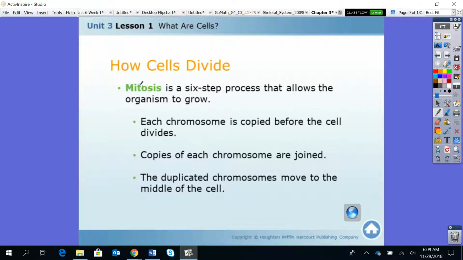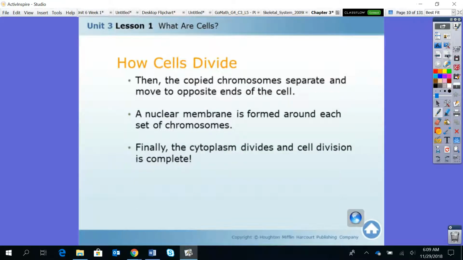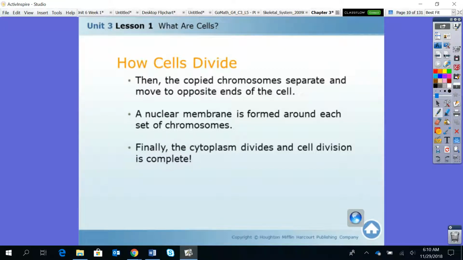How cells divide. Mitosis is a 6-step process that allows the organism to grow. Each chromosome is copied before the cell divides. Copies of each chromosome are joined. The duplicate chromosomes move to the middle of the cell. Then the copied chromosomes separate and move to the opposite ends of the cell. The nuclear membrane is formed around each set of chromosomes. Finally, the cytoplasm divides and the cell division is complete. Now you have two cells.